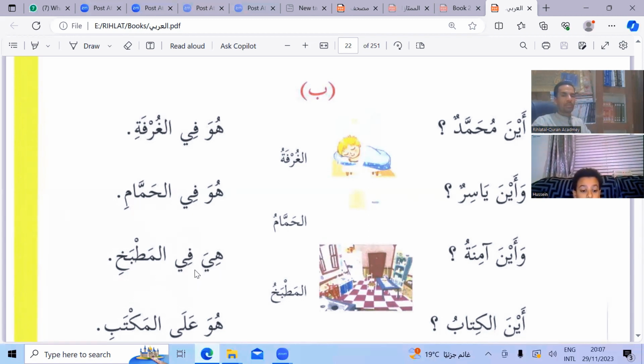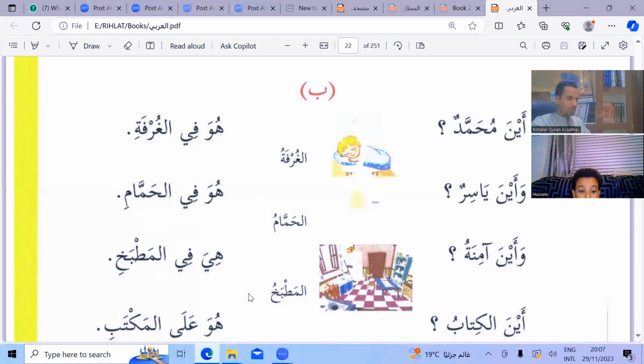So Aina Aminatun. The answer is? هي في المطبخ. What does المطبخ mean? Kitchen. Okay, why does it say here هو في الغرفة and it says here هي في المطبخ?